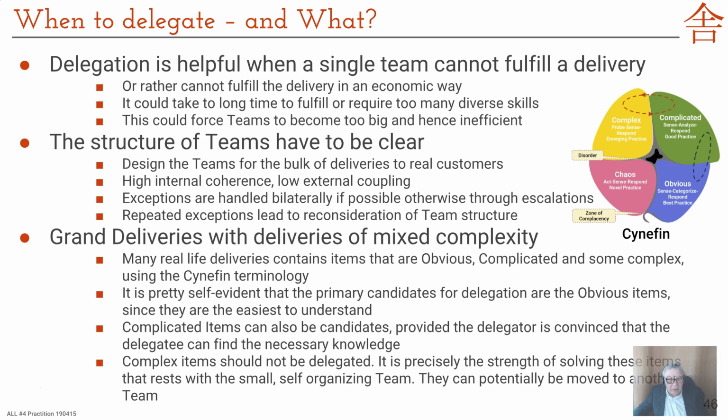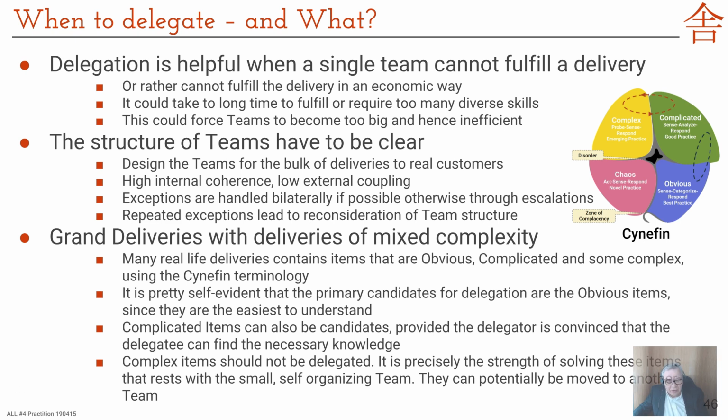So if we now have in a team a grand delivery, a big delivery of many different things and of mixed complexity, then it's sort of obvious, following the complexity thinking from Cynefin, that to the right of the drawing up there in the corner, the obvious are fairly easy to delegate, because they are, yes, obvious. Any half-wit should be able to deliver that, really, so it's obvious. The complicated might be candidates if they can be specified, and because the definition of complicated is that knowledge is there, but it's a little harder to get at.